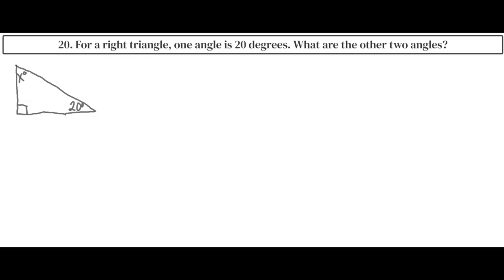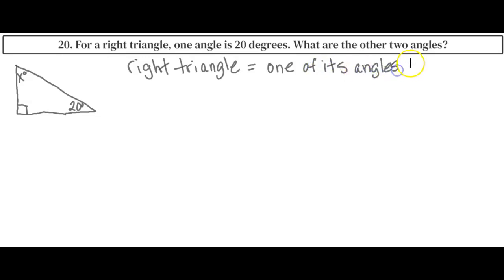Now, a couple of keywords in here. It says for a right triangle. A right triangle means one of its angles is 90 degrees. And it is identified by drawing that box that I just put the arrow on here. That tells you it is a right angle, meaning 90 degrees.